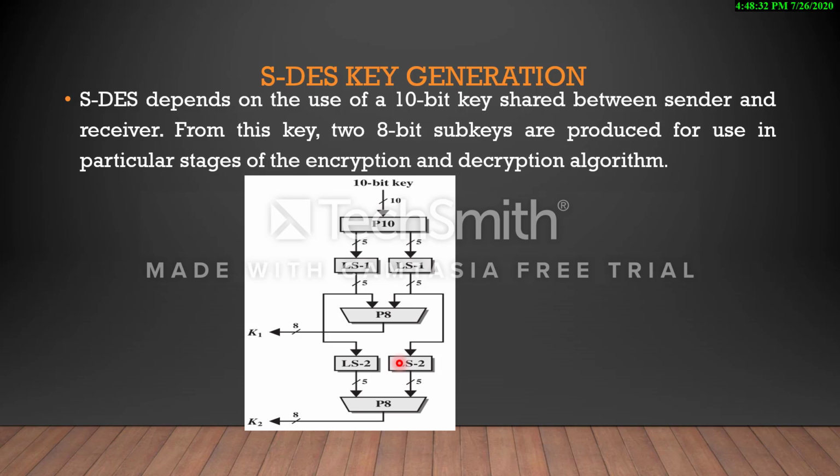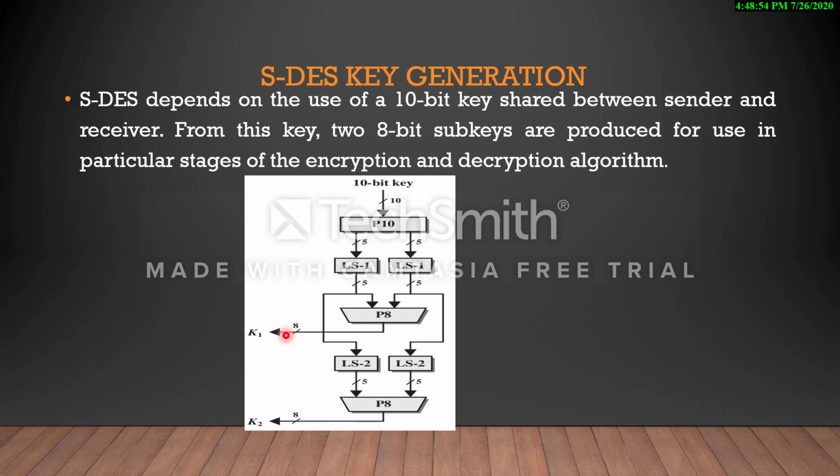So left shift 2 bits for the first half as well as the second half. The output of LS2 is also going to be 10 bits. On that 10 bits we are going to perform the permutation 8 function. So out of 10 bits we are going to select 8 bits, and that will give you the second key of the simplified DES algorithm.